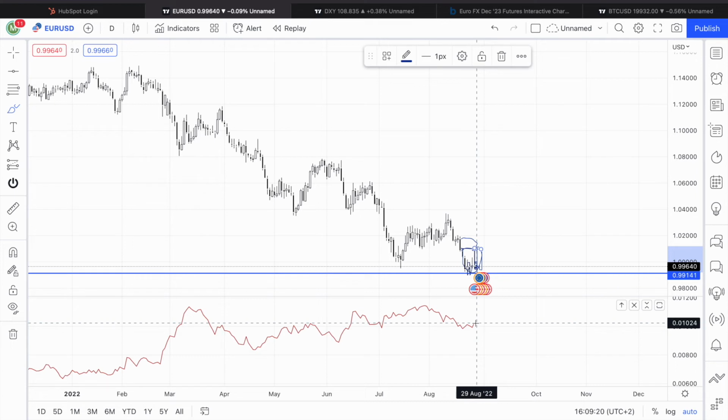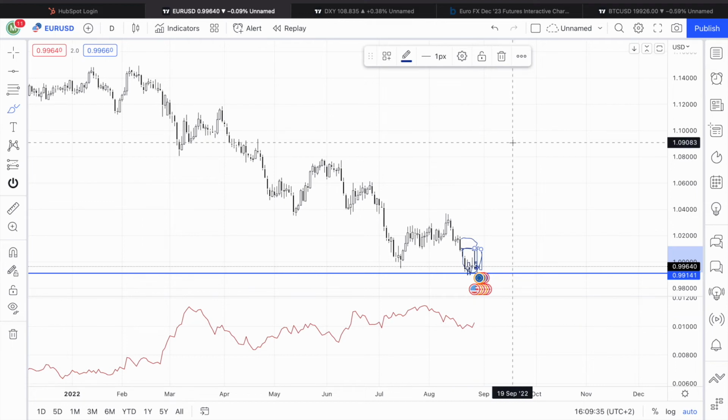Even if you're right, you're gonna be stopped out, because it's almost like 10% compared to the daily range of the euro dollar. Let's have a look from a sentimental perspective.